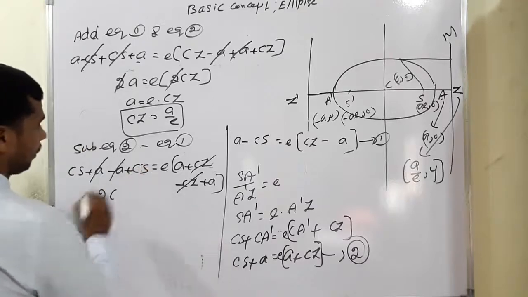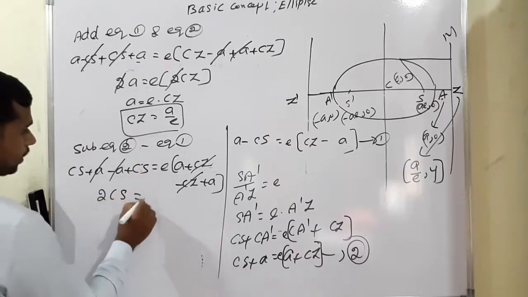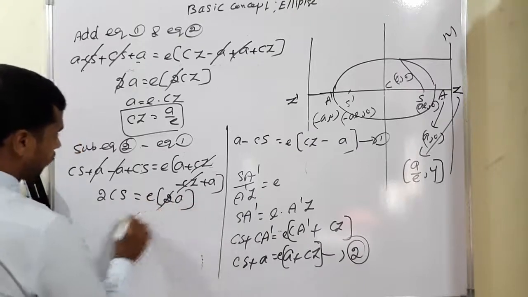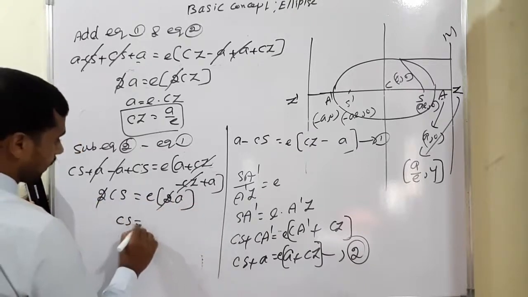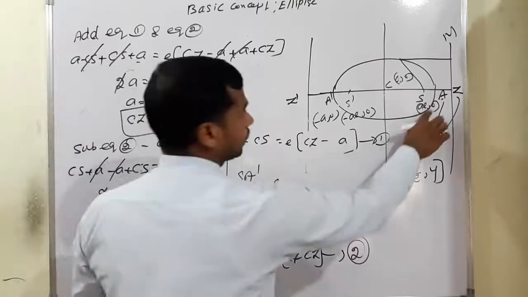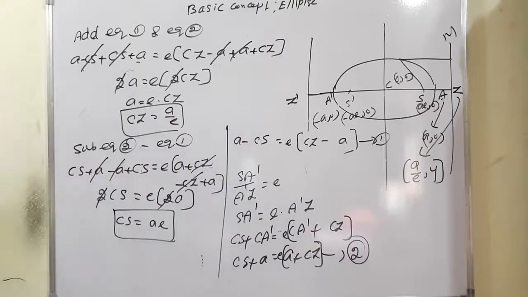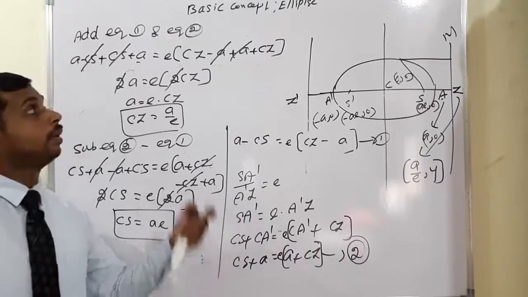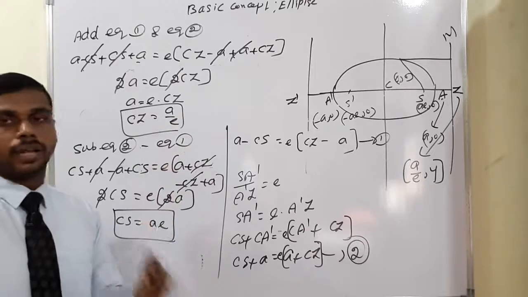So CS is equal to E common, inside A will come. Again 2 cancel. Therefore, CS means focus, that is called A. See? Focus A comma 0. This is what I proved, okay. So this is an important point. Now I am moving to how to derive the basic term, the general term of ellipse, okay.